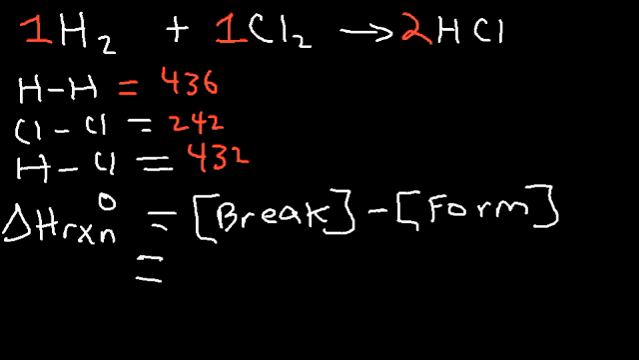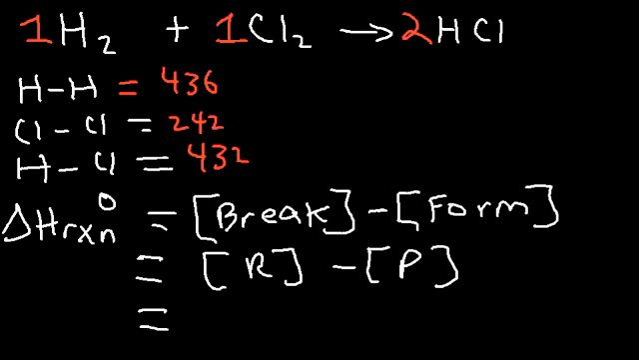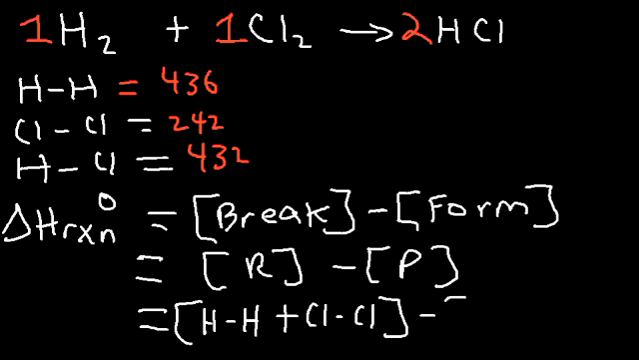So therefore, you need to break the bonds of the reactants. So it's going to be the bonds of the reactants minus the bonds of the products, because you have to break the bonds of the reactants, and then the bonds that lead to HCl, the bonds that form, are the bonds that are in the product, so to speak. So that's why it's reactants minus products. So the energy of the reactants is going to be, we need to break the hydrogen bond and the chlorine bond. So that's for the reactant side. For the product side, 2 HCl bonds will form.